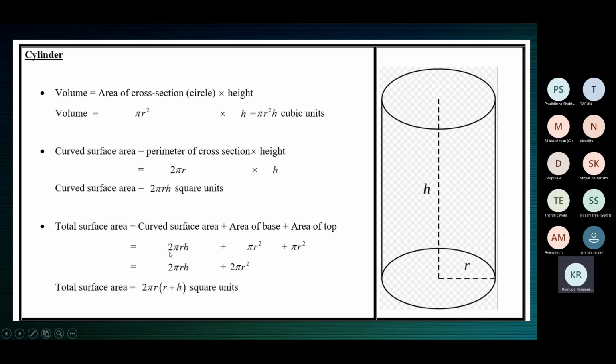So the formula goes like this. The total surface area is equal to curved surface area plus the area of the base plus the area of the top. So 2 pi r h plus pi r square, because area of a circle is pi r square, plus pi r square. So 2 pi r h plus 2 pi r square. On taking 2 pi r common, we get 2 pi r into (r plus h) square units, which is the expression to find the total surface area of a right circular cylinder.